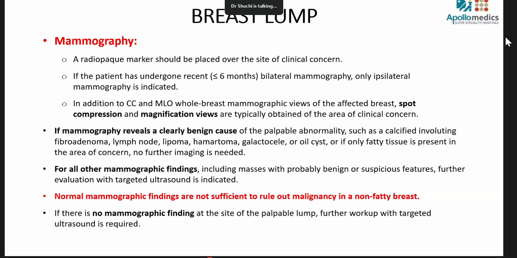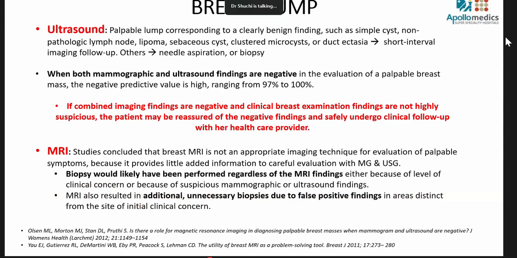if they are suspicious. If there is no mammographic finding at the site of a palpable lump, further workup with targeted ultrasound is also required. On ultrasound of palpable lumps, you may obviously come across clear benign findings such as simple cyst, lymph node, lipoma, sebaceous cyst. Nothing, just a short interval follow-up. Anything else you're getting, do a needle biopsy, aspiration or a biopsy.